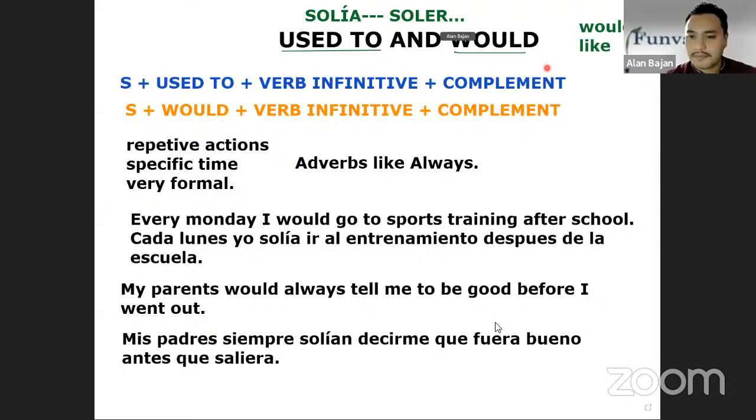Does it make sense? Here I have simple past. You see? Go, went. And let's see this sentence. My parents would always tell me, that's a repetitive action, to be good before I went out. A specific time. When? Before I went out. Adverbs, like always.